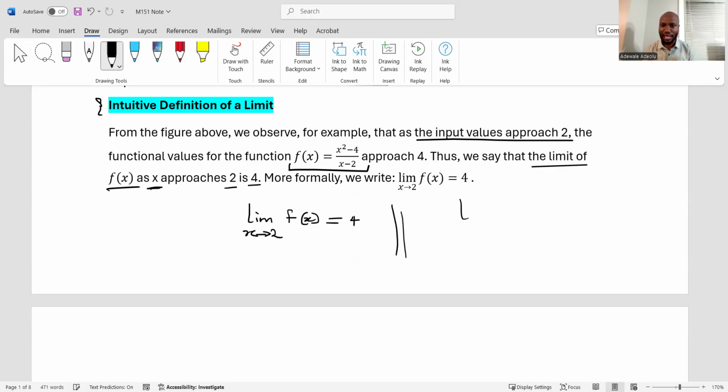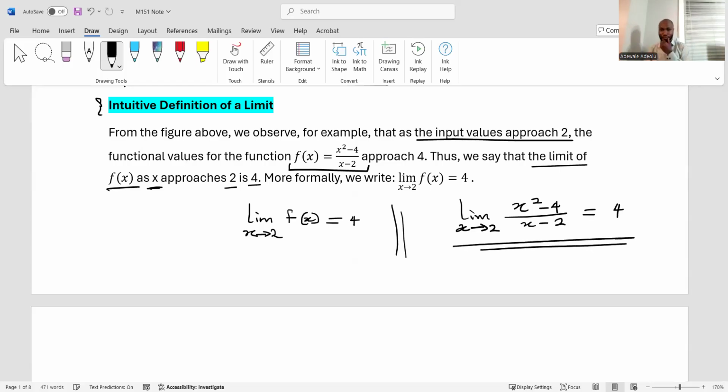Or we can also write it as the limit as x goes to 2 of the entire function x squared minus 4 divided by x minus 2 equals 4. Okay.